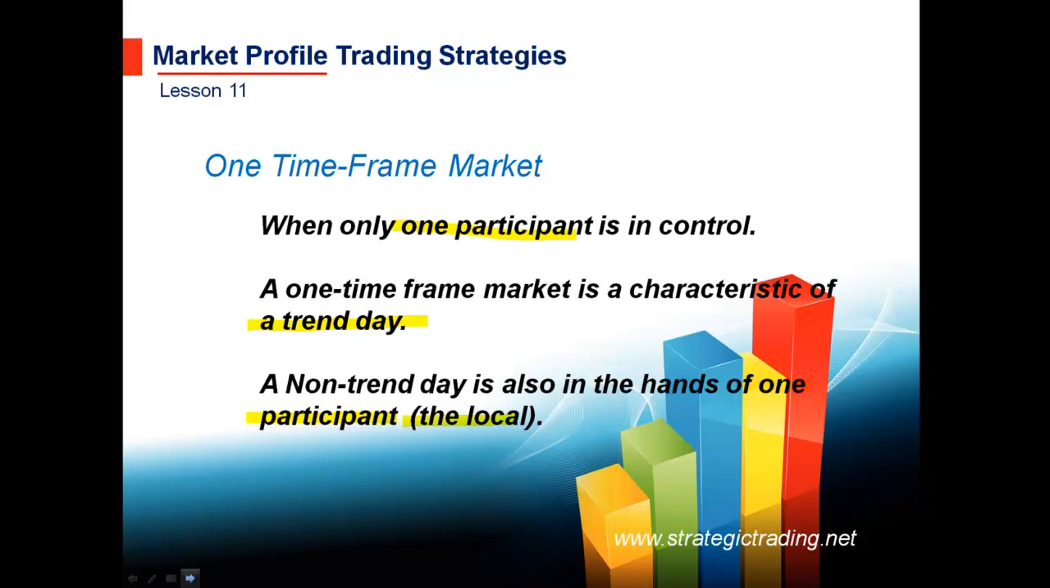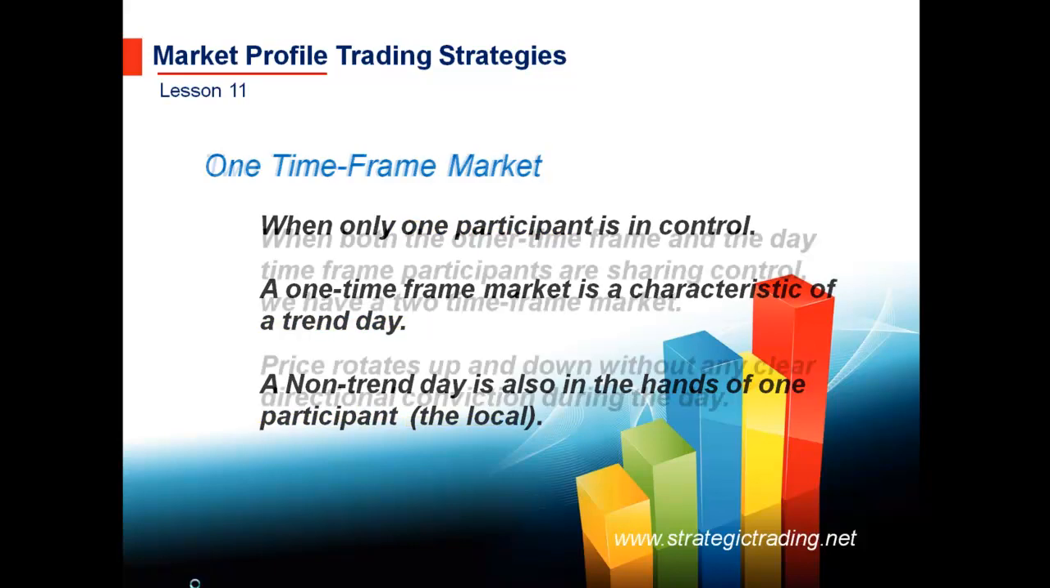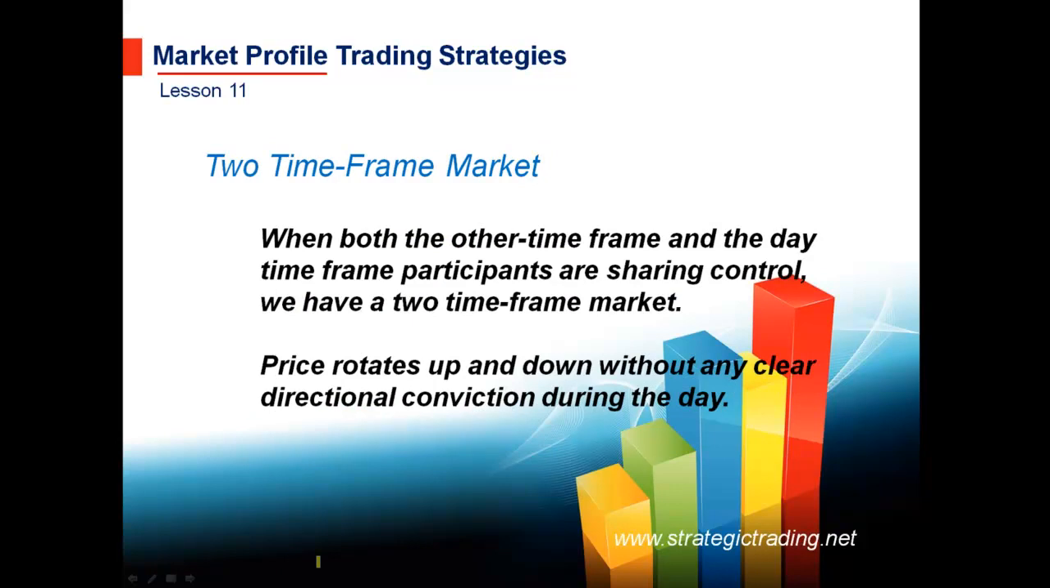So now you understand, hopefully, the characteristics of a single time frame market, and we want to take a look at a two time frame market. The characteristic of a two time frame market, first of all, is that the other time frame trader is present and the day time frame participant is sharing control with them, and that's why we call it a two time frame. There's two different time frames at play together in the market. It's not just about one single time frame that's dominating and controlling the market.